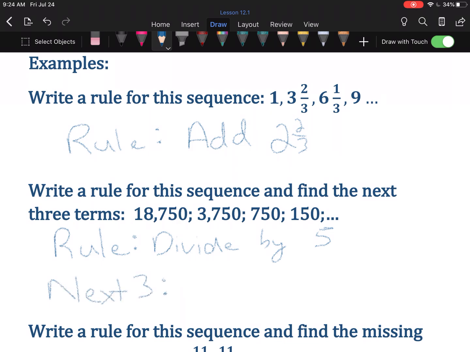So what are the next 3 terms? Well, 150 divided by 5. 15 divided by 5 is 3, and then put the 0 from 150 on. That's 30. 30 divided by 5 is 6. And 6 divided by 5 is 6/5, which is 1 and 1/5.